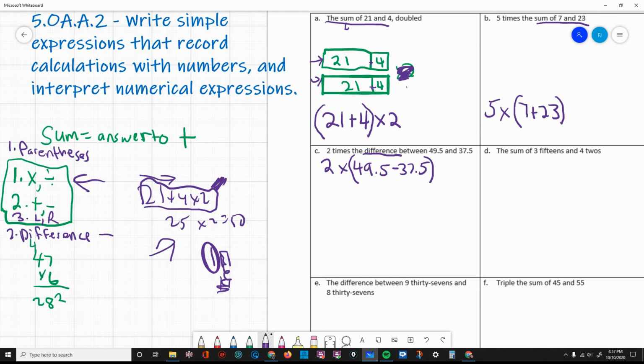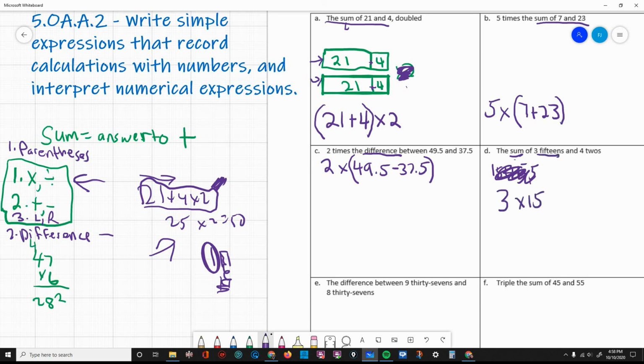D, the sum of 3 15s and 4 2s. The sum, so we're going to be adding the sum. This one's a little different. The sum of 3 15s and 4 2s. What would be 3 15s? That's what you need to think about. What is 3 15s? We can do 15 plus 15 plus 15. Oops. Sorry about that. Well, you know what? Good thing I'm messing that up because do we really want to do 15 plus 15 plus 15? No, we want to do 3 times 15, right?